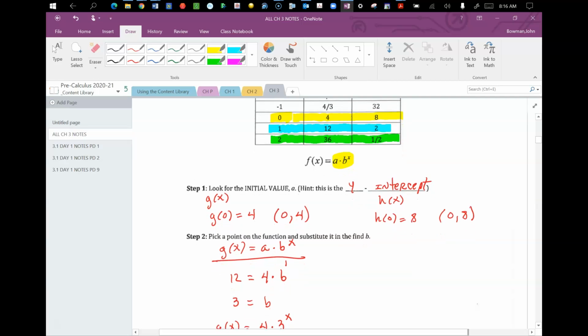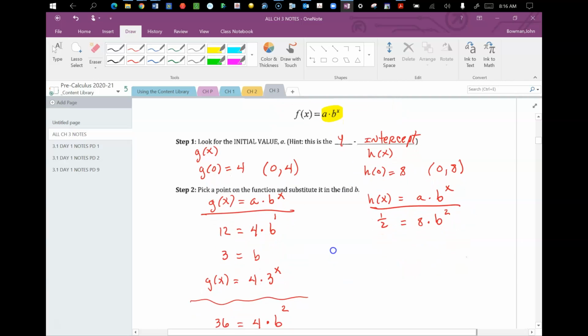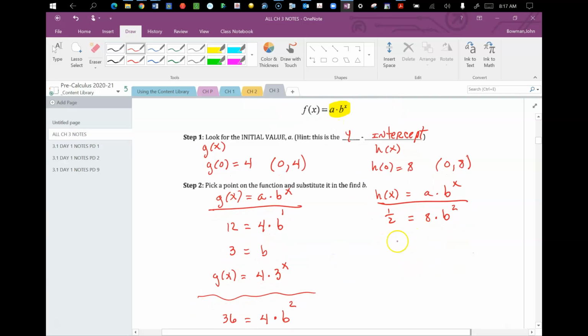So let's find h of x using that approach, a times b to the x. And we're going to pick a point that's not so easy to work with. We know the initial value is 8. We don't know b. We're going to pick x is equal to 2. And when x is equal to 2, h of x is equal to 1/2. So we are going to divide both sides by 8. We get 1/16, and that's equal to b squared.